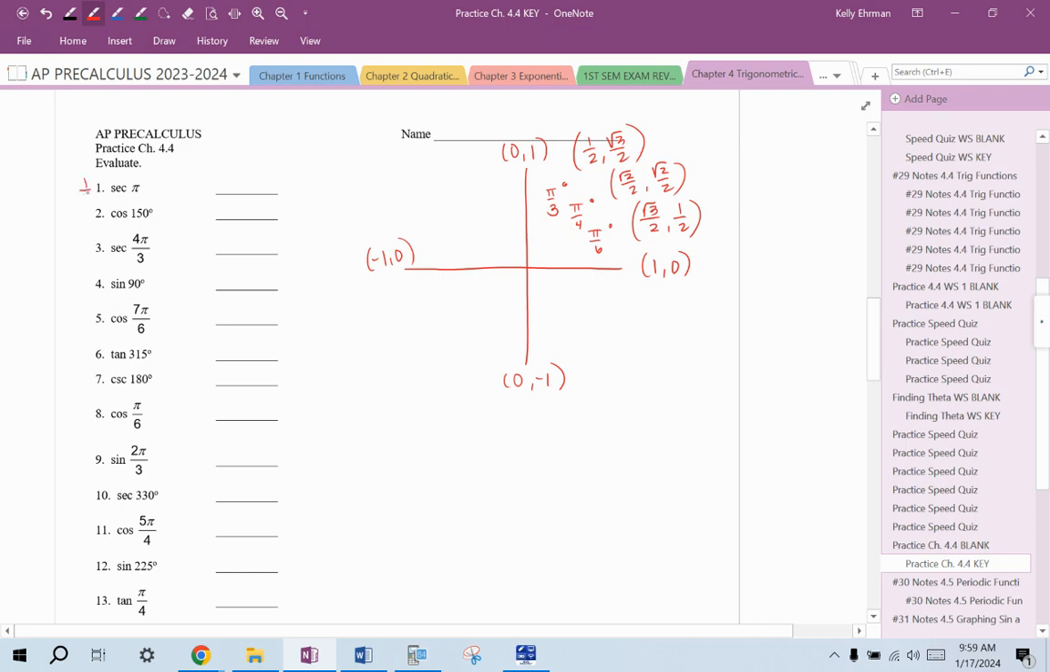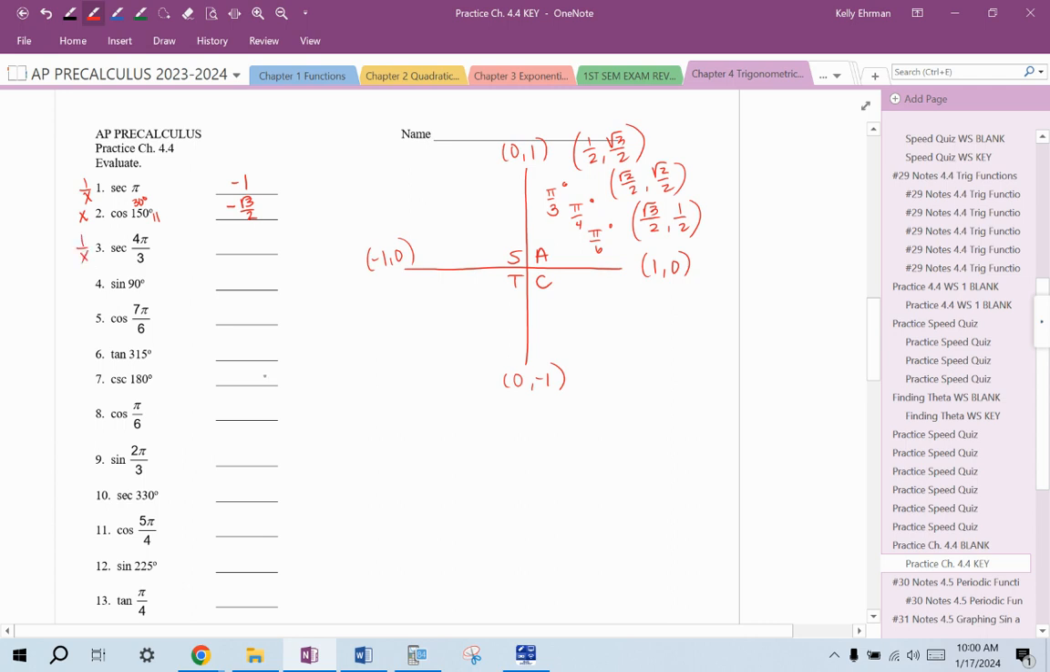Secant is the reciprocal of the x value at pi. The reciprocal of negative 1 is negative 1. Cosine is the x value at 150. So this is really 30 degrees in quadrant 2. Remember that all students take calculus thing. So what's the cosine of 30 degrees? Radical 3 over 2. And should it be positive or negative? In quadrant 2, cosine is negative.